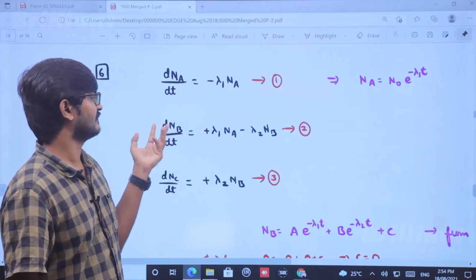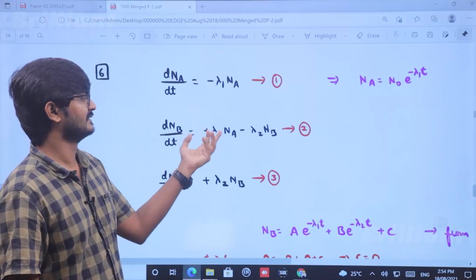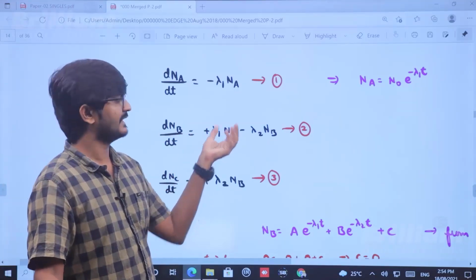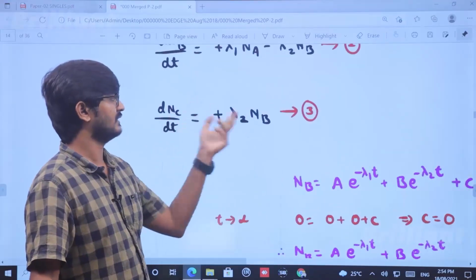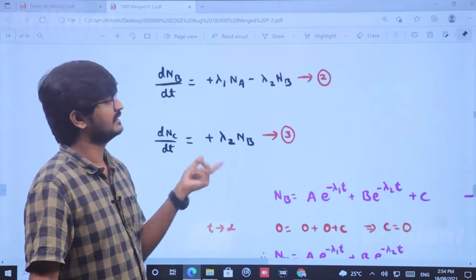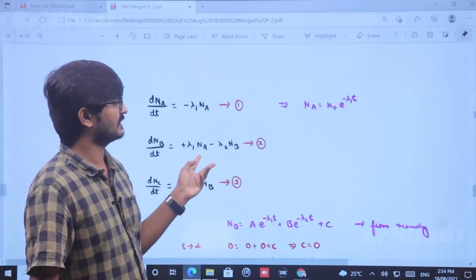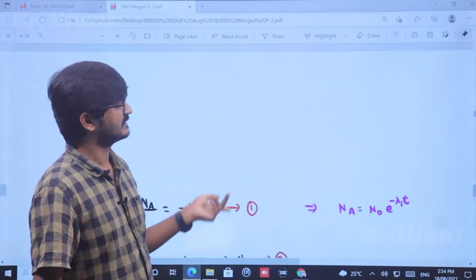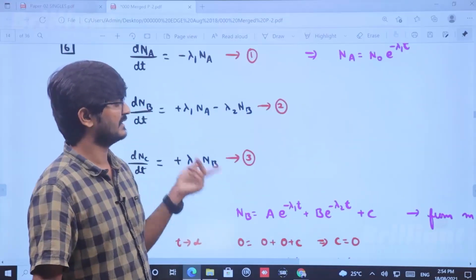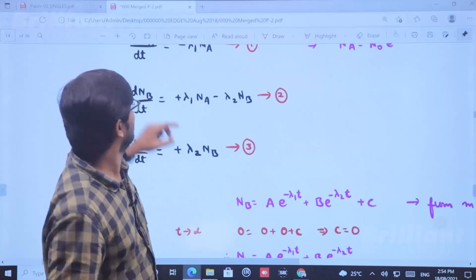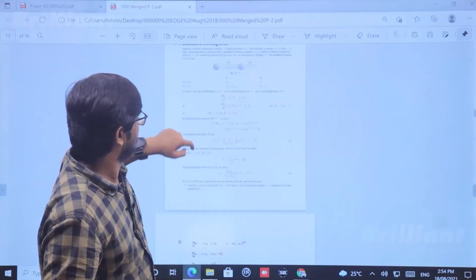Now the formation of B depends on two factors: at what rate A is decaying, and at what rate B is decaying. The formation of C depends only on the rate at which B is decaying. So these three equations you can write, and after that you can solve using the previous slide, and thereafter you will get that equation. That's fine.